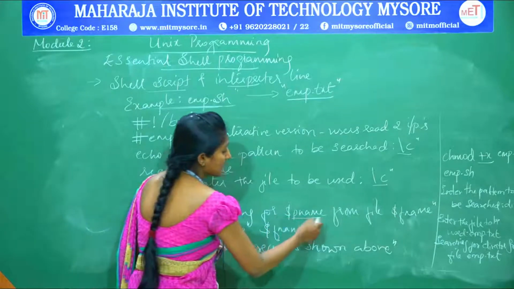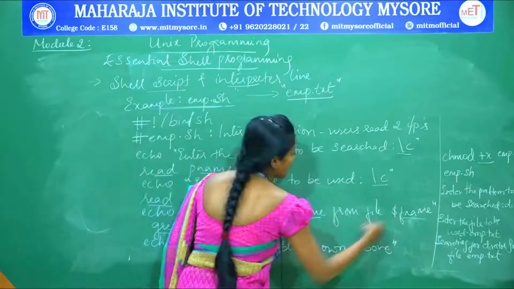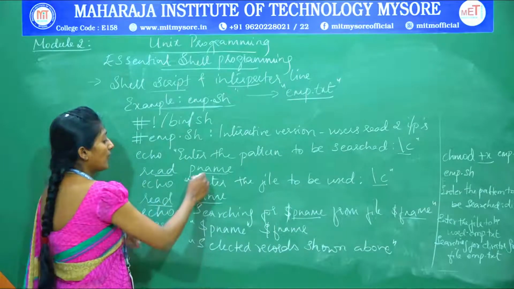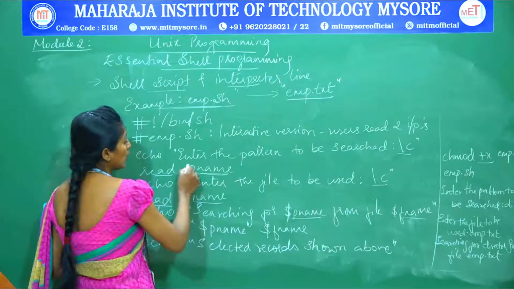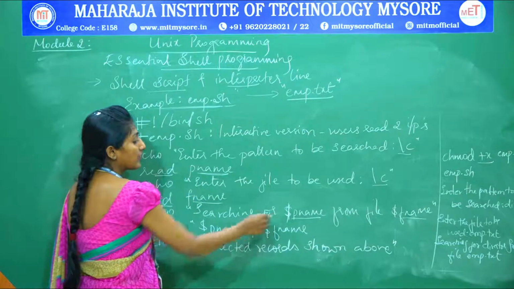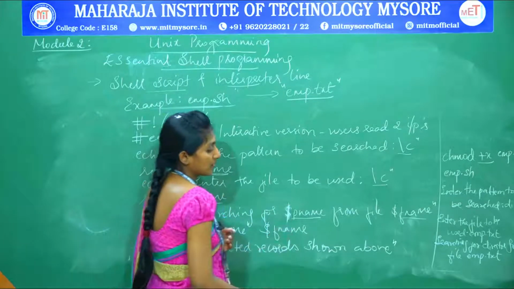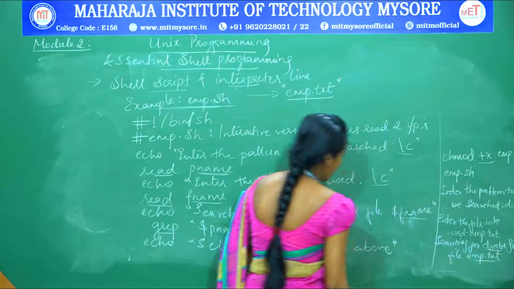So while accessing the variable name, you have to give $ here, as I have specified here. While explaining the read command, I said that while reading the input by using the read command, there is no need to use the $ symbol, but while accessing and displaying that variable name, you have to use $ here. So this is the pattern, this is the file name.